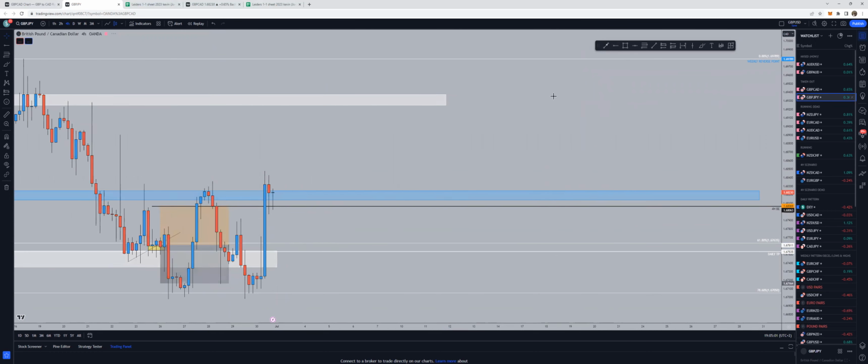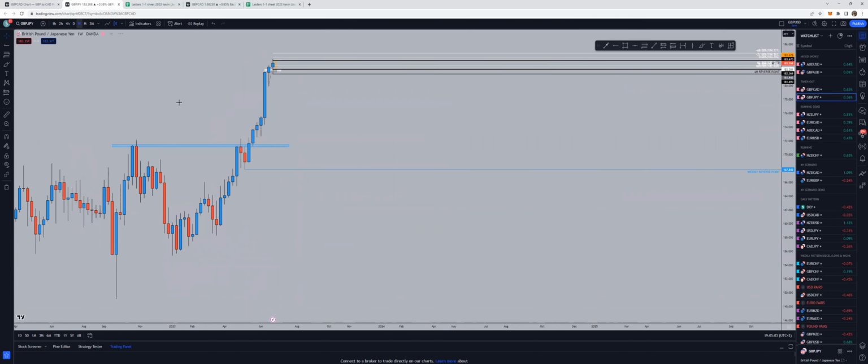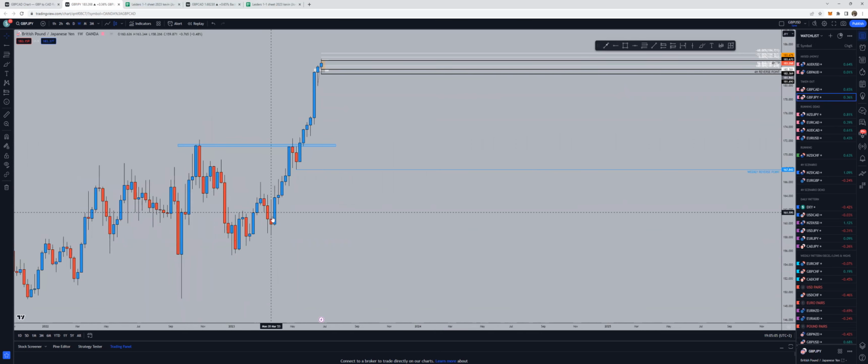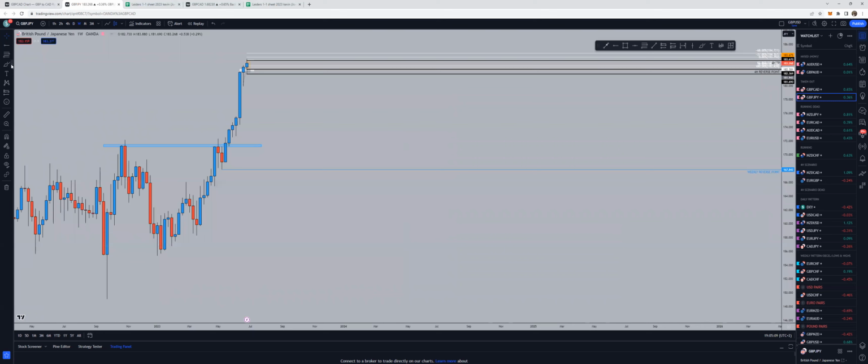Then GBPJPY. So if you go to the weekly, what can you see on the weekly? Very big bullish momentum. We are bullish. Yeah, we are too far away from that previous structure, so we can still go to the upside potentially. We have the weekly bullish candle close, so we have all the criteria to go for more upside momentum.